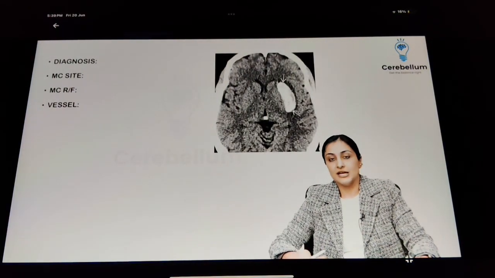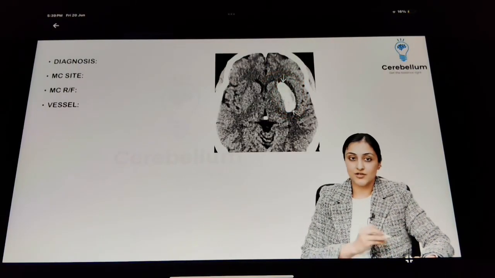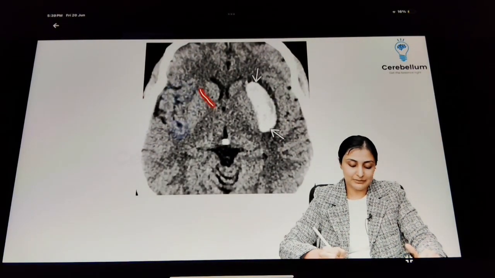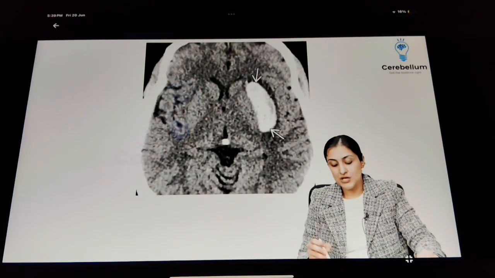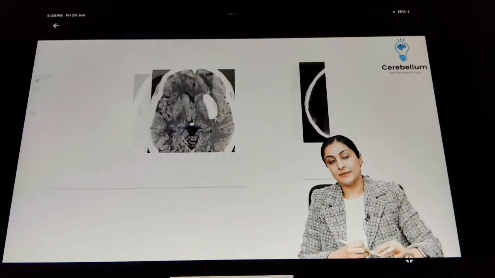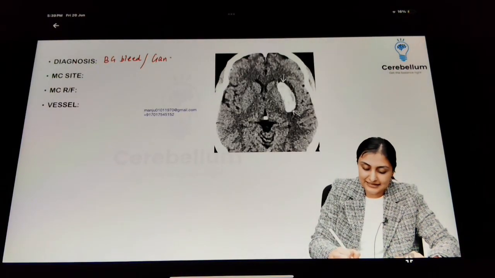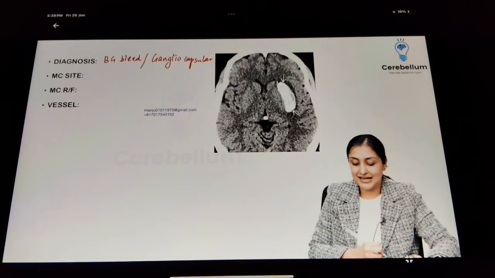Now look at this CT. When I look at this CT, again I can see a hyperdensity here, so I know it's an acute hemorrhage. But where is this acute hemorrhage? So now we know our basal ganglia anatomy, and from that you can tell me that it's involving the lentiform nucleus. So this is a bleed in the outer part of the lentiform, basically involving the putamen. So this is a basal ganglia bleed. Some people call it as gangliocapsular bleed, because from the basal ganglia it extends into internal capsule.